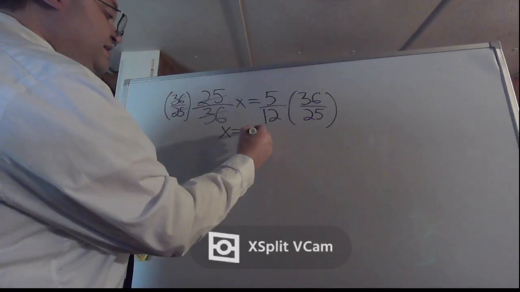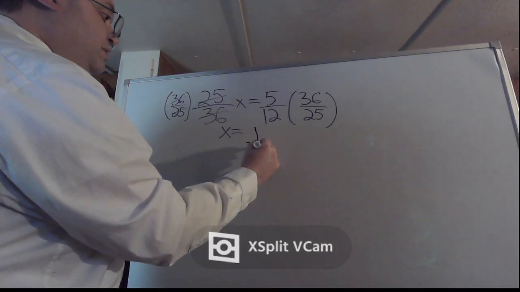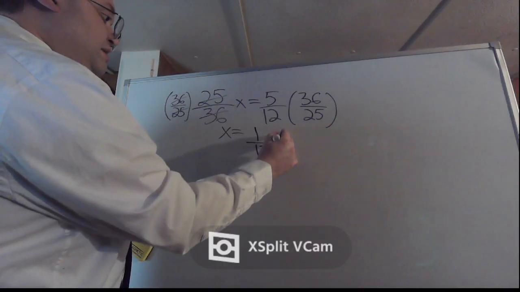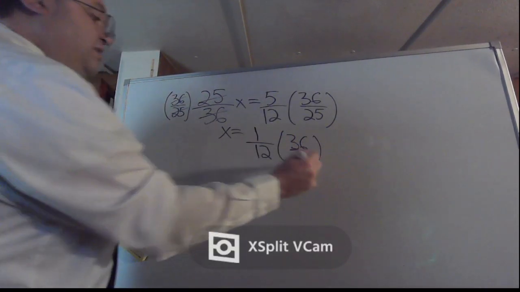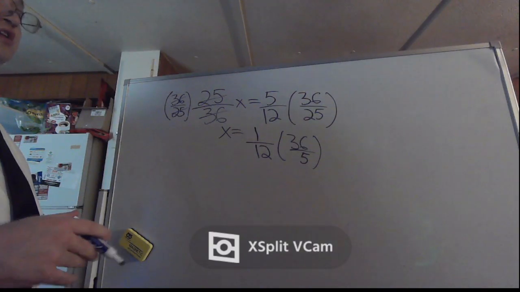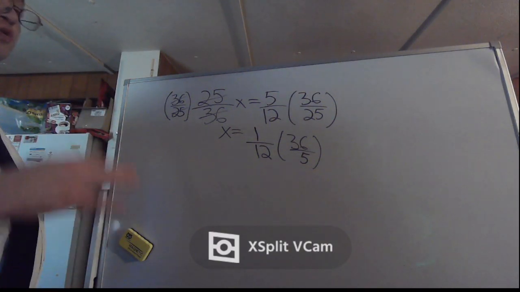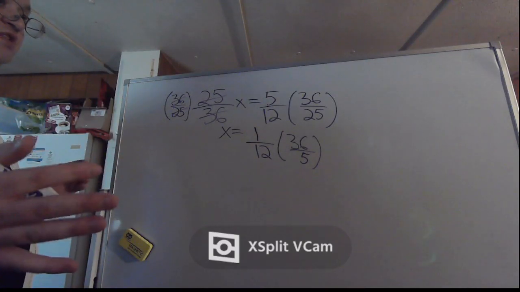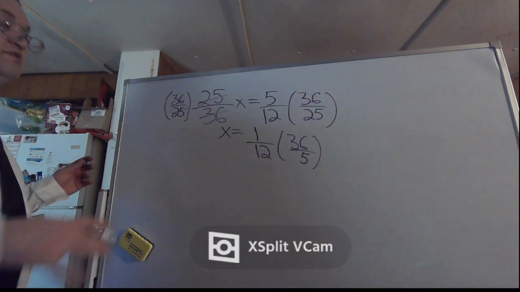So if we divide 5 by 5, you'll get 1. It'd be 1/12 times 36 over 5, because if you divide 25 by 5, you get 5. It's going to be shorter if you know what the factors already are and can do the division, as opposed to sitting there listing factors every single time.